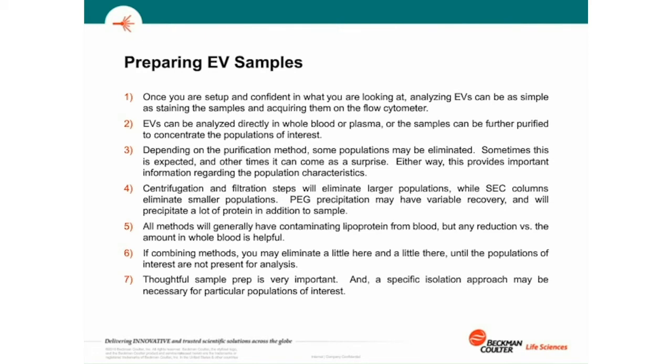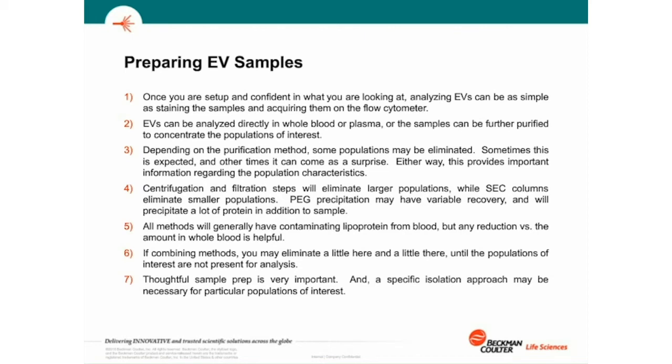In some cases, it may be better to analyze in plasma. In other cases, it may be better to purify. Depending on the purification method, some populations can be eliminated. Centrifugation, of course, and filtration will eliminate larger populations. Size exclusion columns will eliminate smaller ones. And so the populations eliminated may be totally expected, or it can come as a surprise if you don't expect that your particle is a little larger or a little smaller than expected. So it actually can provide important characteristics.